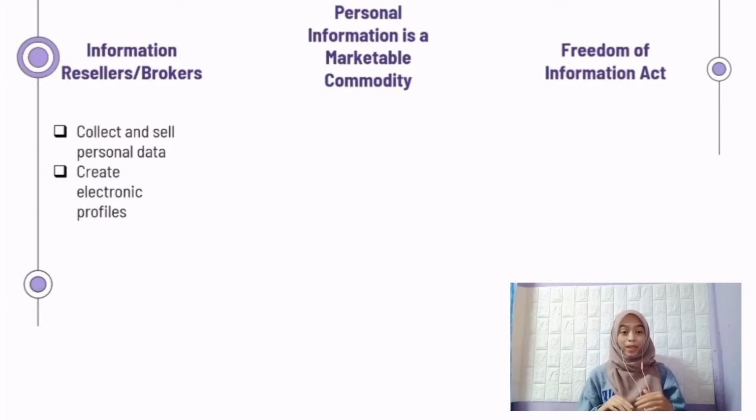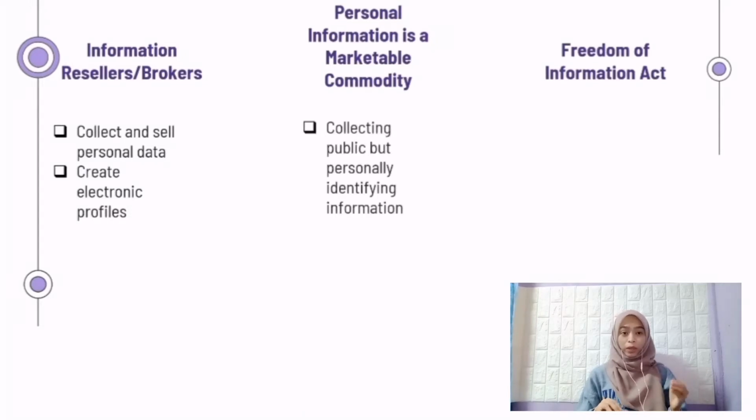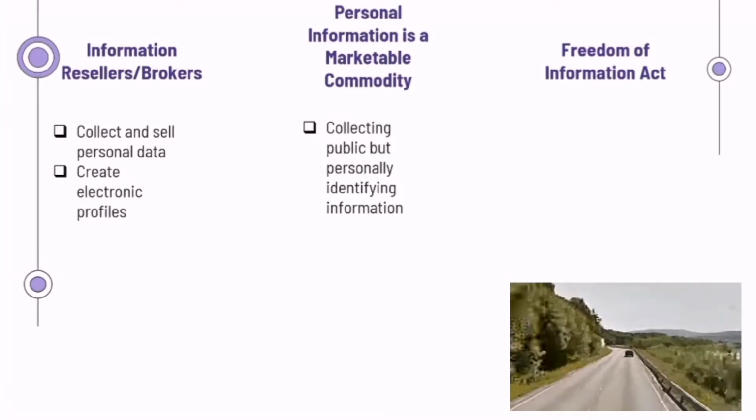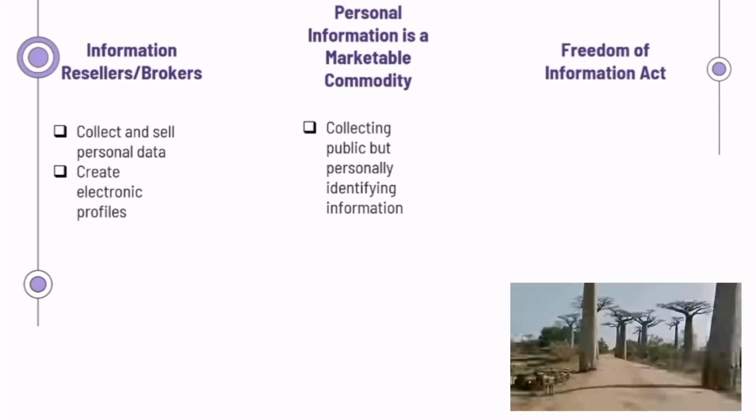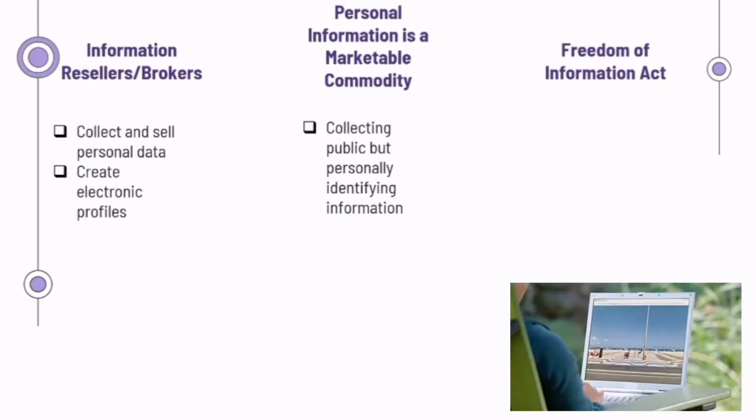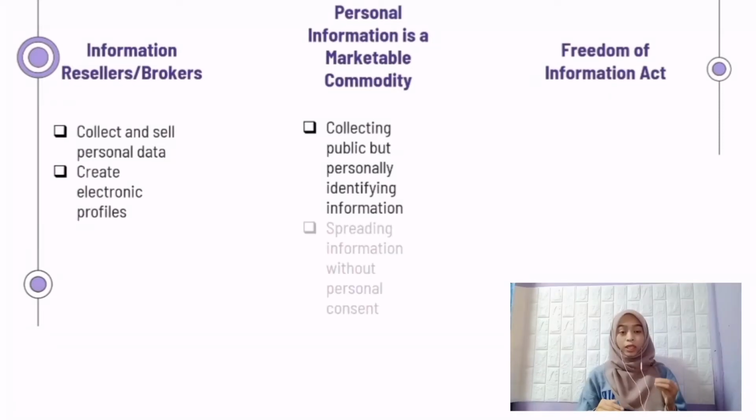electronic profiles. Second is personal information is a marketable commodity, such as collecting public but personally identifying information, such as Google Street View. You can see all of the things that have been captured along the street with Google Street View. Spreading information without personal consent.